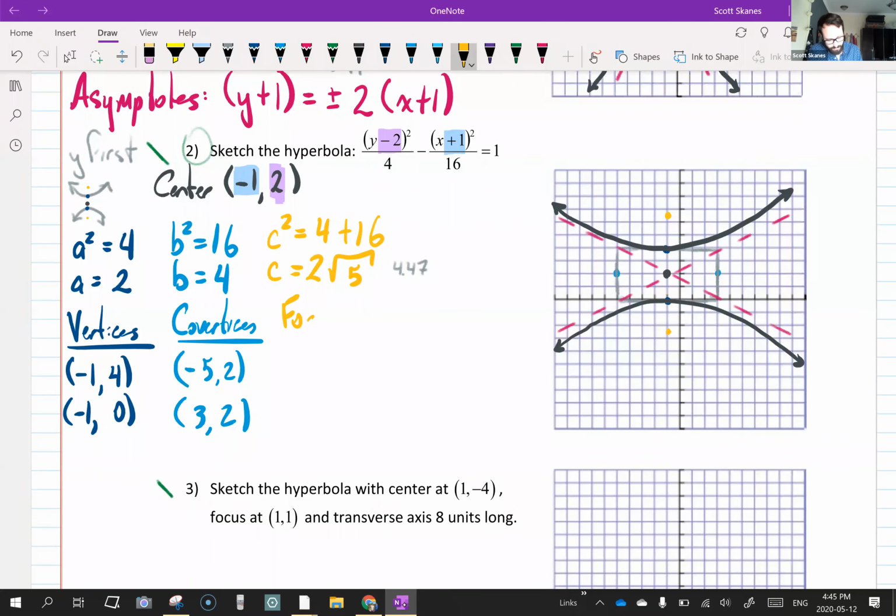Anyway, foci. What's it going to be? I've only added to the y values of the center. So the x value of the center stays the same. And let's see, add. What's 2 plus 4.47? It should be 6.47. And then negative 1 stays the same. What's 2 minus 4.47? Is negative 2.47? Feels good. Okay. I think that's right.